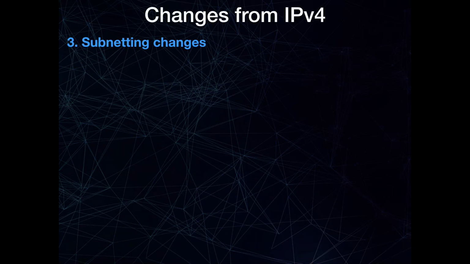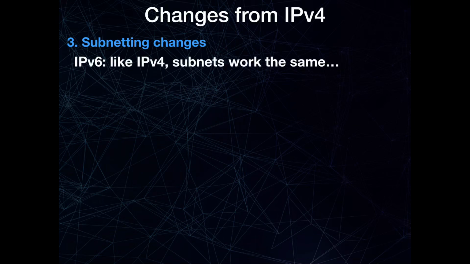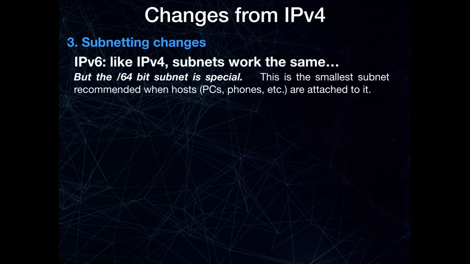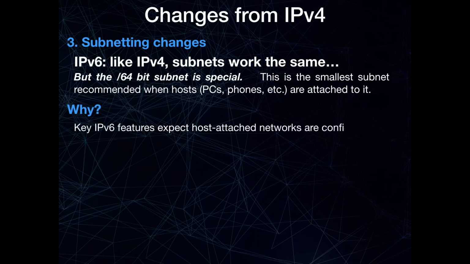Next, subnetting changes. None really. It all sort of works the same, with one exception. The /64 subnet is very special in IP version 6. If we have devices like my laptop or your cell phone or TVs or anything attached to a subnet running IP version 6, the smallest recommended subnet is a /64. The reason for that is several key features expect that /64 subnet.